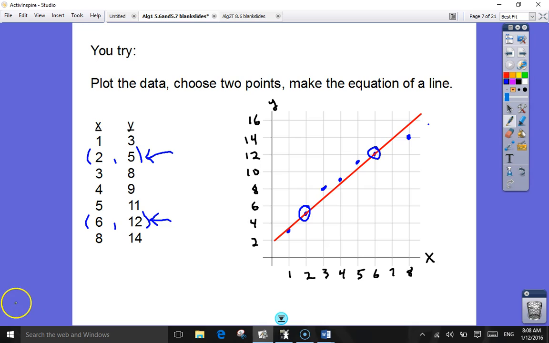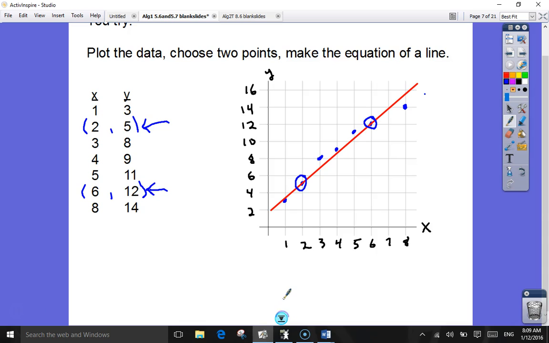Find the slope. What do you get for a slope? 7/4. So m looks like it is 12 minus 5 over 6 minus 2. m equals 7/4. So now I'm going to plug that in. y equals 7/4 x plus b.